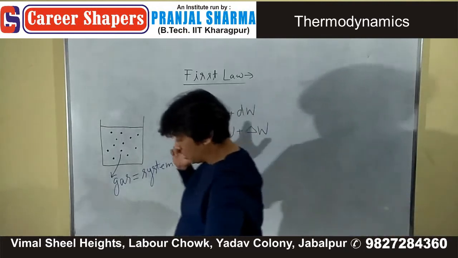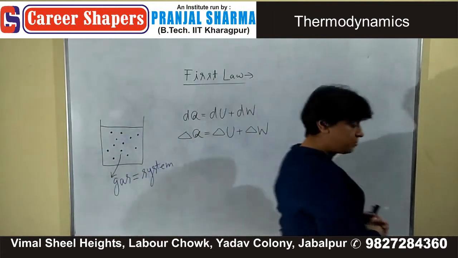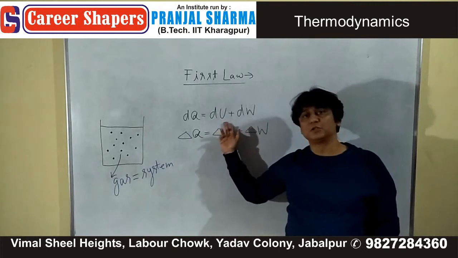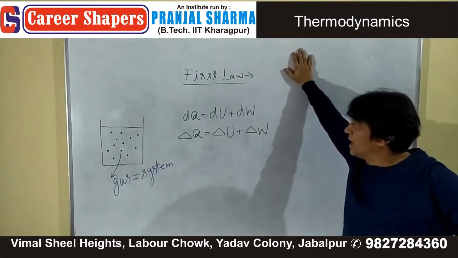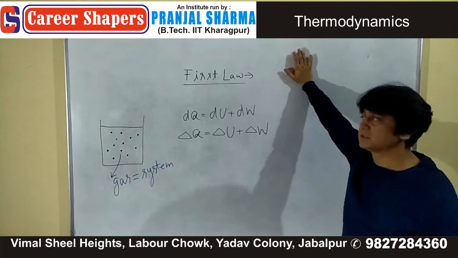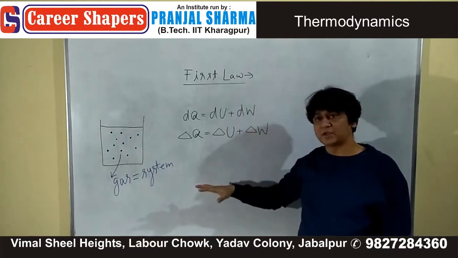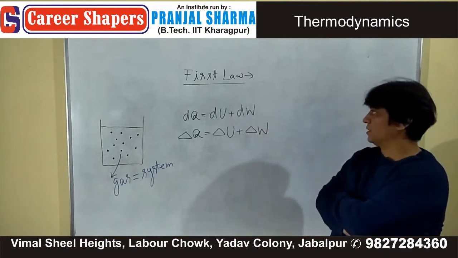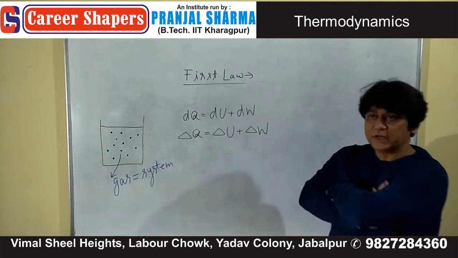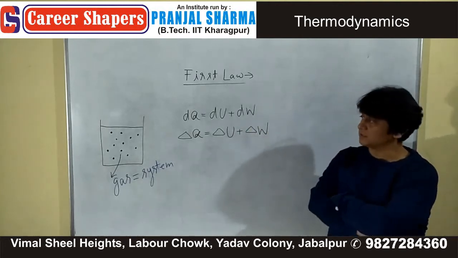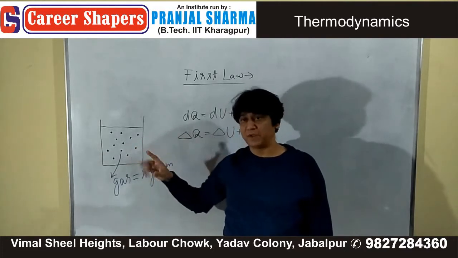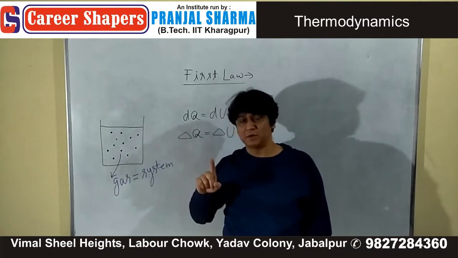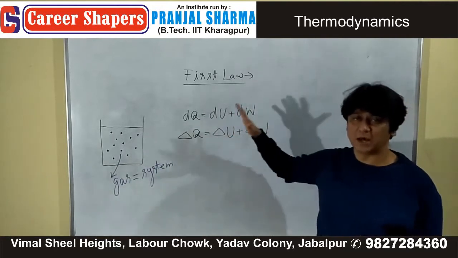If temperature increases, then du is positive, and if temperature decreases, then du is negative. If temperature increases, du is positive. If temperature decreases, du is negative. Now, next is dW. dW is work done by the system. dW is work done by the system. That means by the gas, not on the system. Remember, what is dW? Work done by the system.